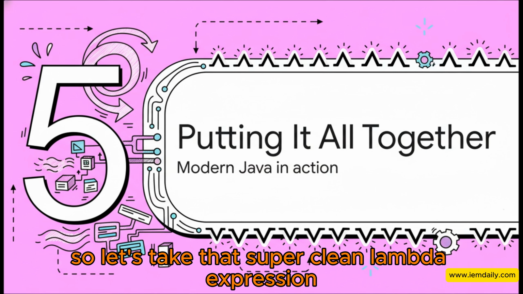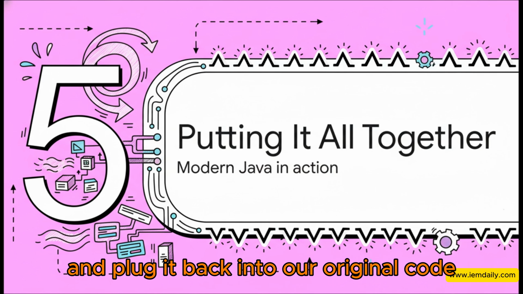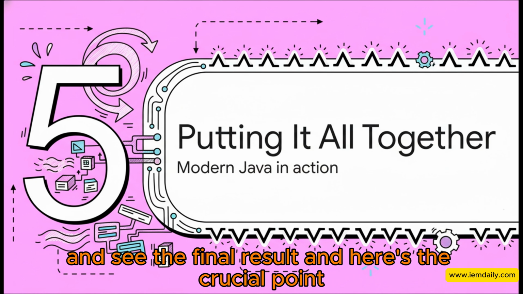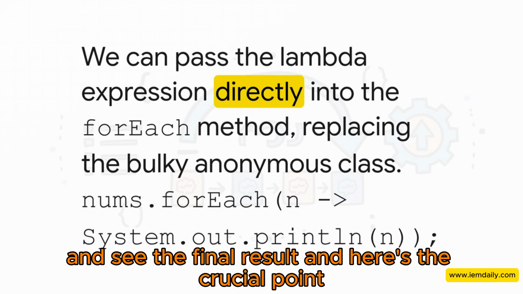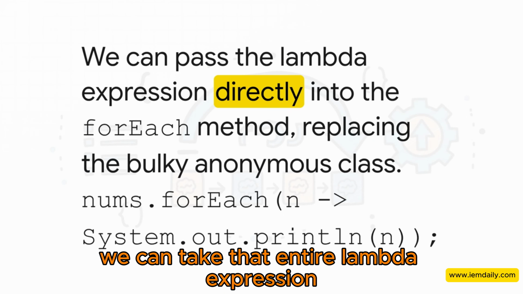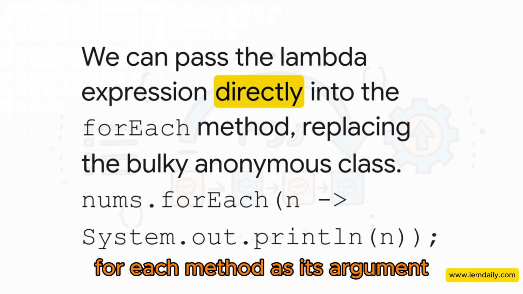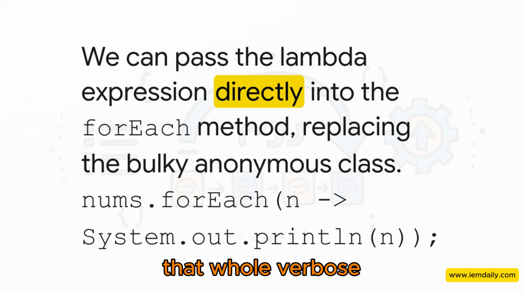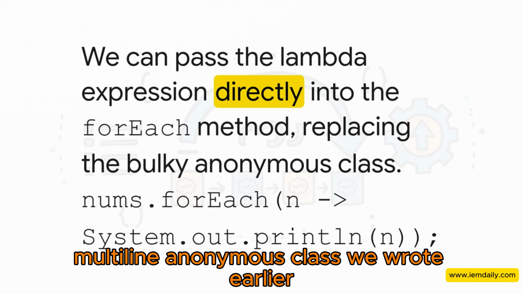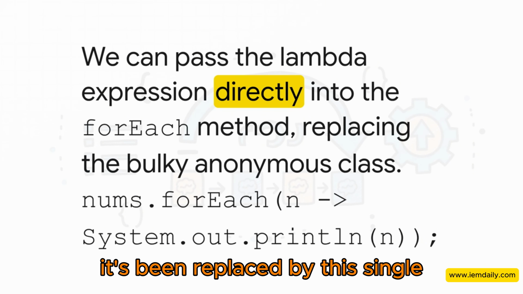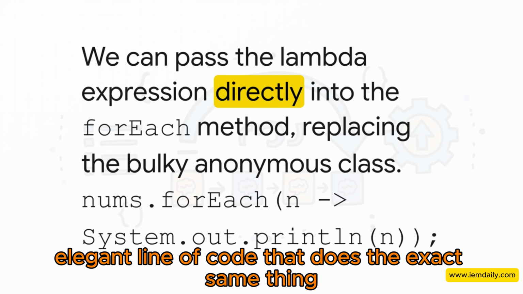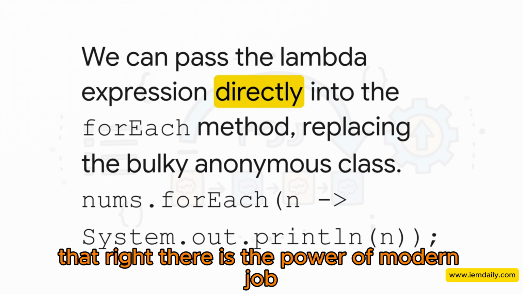So let's take that super clean Lambda expression and plug it back into our original code and see the final result. And here's the crucial point. We can take that entire Lambda expression and just pass it directly into the forEach method as its argument. That whole, verbose, multi-line anonymous class we wrote earlier, it's been replaced by this single, elegant line of code that does the exact same thing. That, right there, is the power of modern Java.